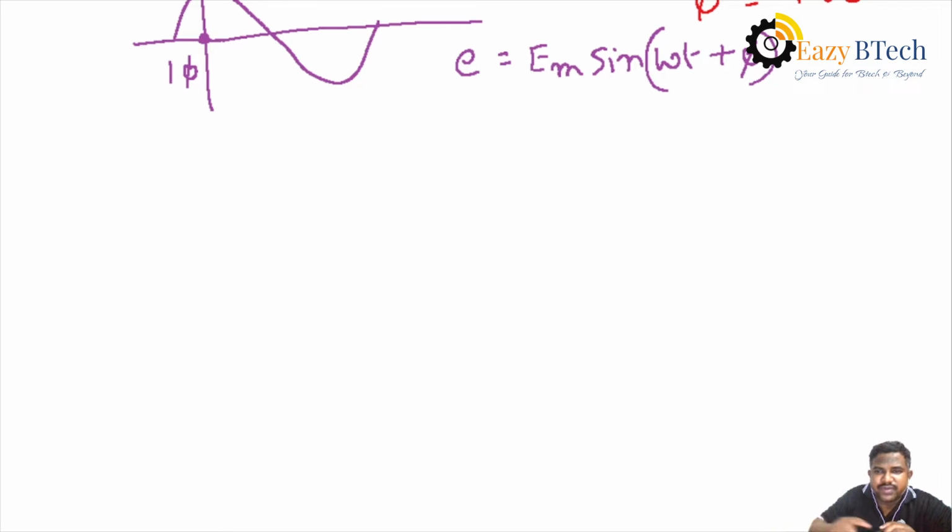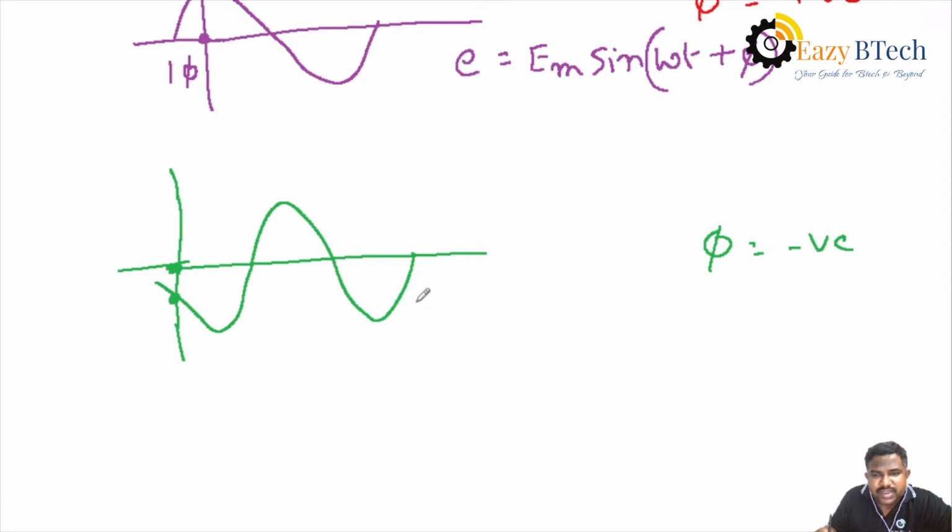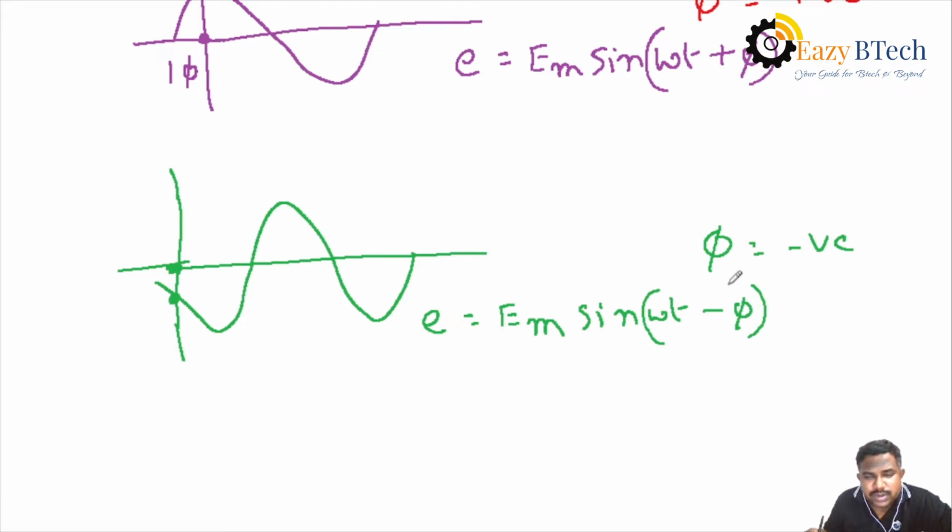Similarly, if the phase angle is negative, that means the waveform will be starting after the origin, like this. That means the instantaneous value of the waveform at the origin is negative. In that case, the phase angle is negative. Then you have to write the equation as Em sin omega t minus phi. In this way, we have to represent the phase angles of different waveforms.